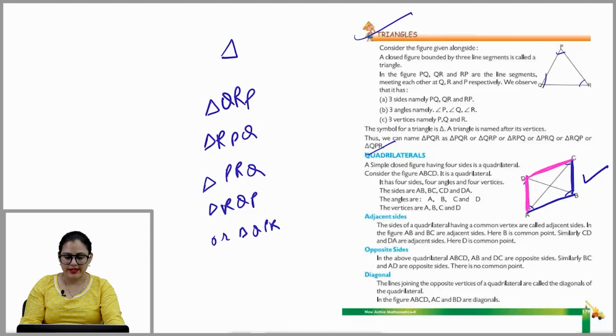Opposite sides. In the above quadrilateral ABCD, AB and DC are opposite sides. Similarly, BC and DA are opposite sides. There is no common point. And diagonals. The lines joining the opposite vertices of a quadrilateral are called the diagonals of the quadrilateral. In the figure ABCD, AC is a diagonal and BD is also a diagonal. So there are 2 diagonals in this quadrilateral.